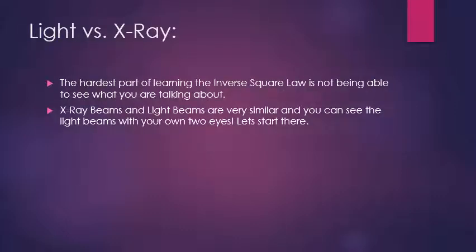Light versus X-ray. The hardest part of learning the inverse square law is not being able to see what you're talking about. X-ray beams and light are very similar, and you can see light beams with your own two eyes, so let's start there.